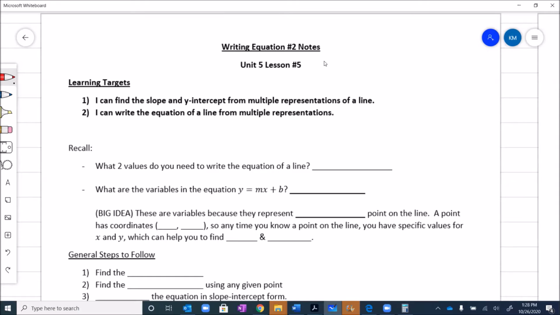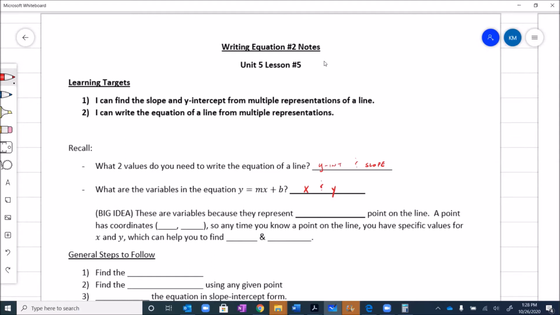Okay, so recall, what two values do we need to write the equation of a line? And so you see that we need the y-intercept and the slope. Okay, and what are the variables in the equation y equals mx plus b? Remember that the variables are x and y. M and b, m stands for slope, b stands for y-intercept. Those are not variables. They don't change within the problem.